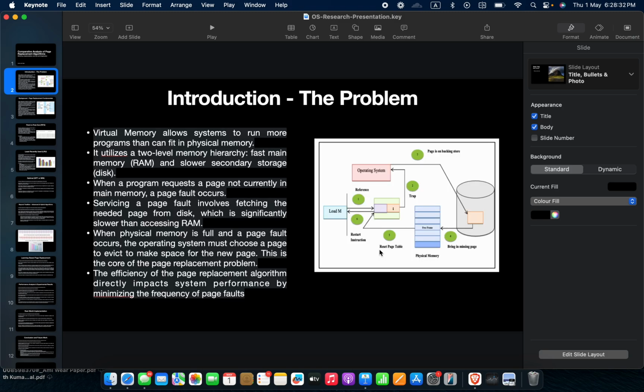As an introduction, let's start by understanding the fundamental problem. Virtual memory is a critical component of the modern operating system that allows us to run more programs than can physically fit in RAM. It creates an illusion of a larger memory by using a two-level hierarchy, the fast main memory and slower secondary storage. When a program requests a page not currently in main memory, a page fault occurs. So the operating system must fetch this page from disk, a process that's significantly slower than accessing the RAM.